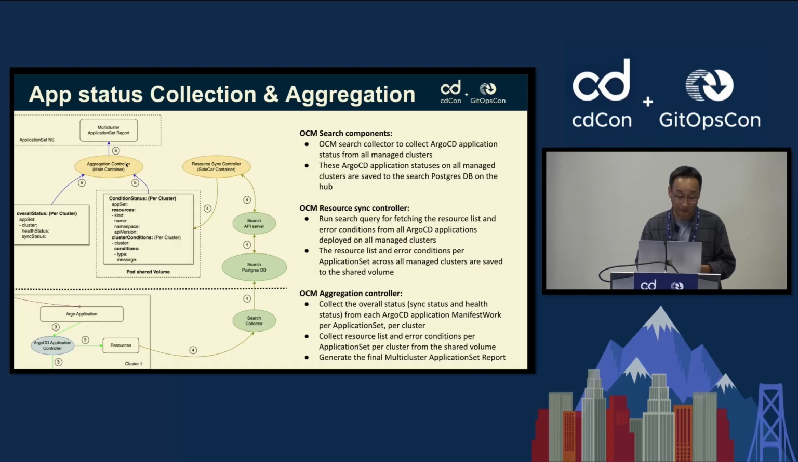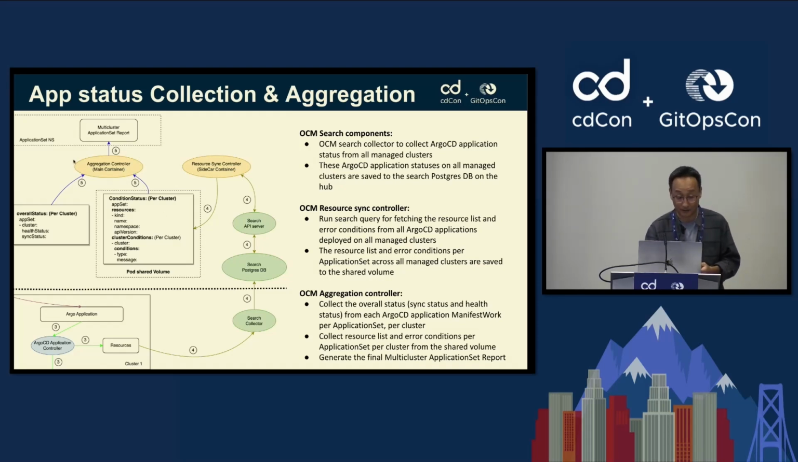And the third component we are using here is the aggregation controller. I just want to mention that this aggregation controller and the resource sync controller are both running in the same pod as sidecar containers. The reason is, once the resource sync controller is able to fetch the application status, it generates an intermediate layer of this status in YAML format files in the shared volume in the pod. Then this shared volume will be picked up by the aggregation controller.